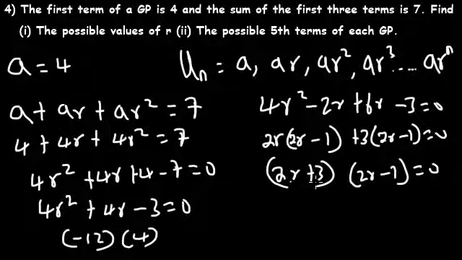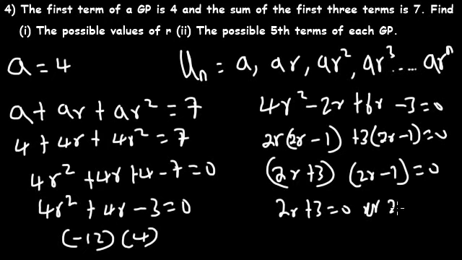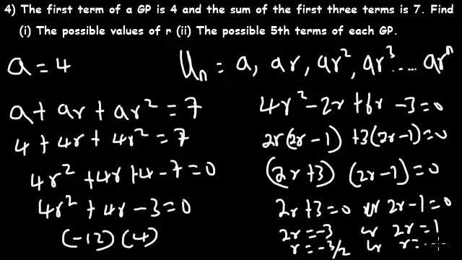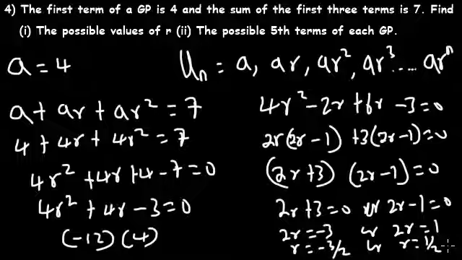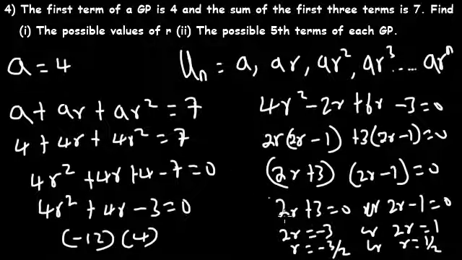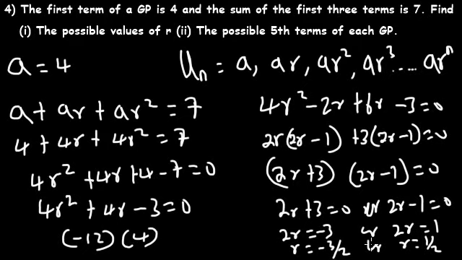Now let's set each of them equal to 0. 2r plus 3 equals 0, or 2r minus 1 equals 0. Solving for r, 2r equals minus 3 here, or 2r equals 1 here. Upon dividing through by 2, r becomes minus 3 over 2 here, or r becomes 1 over 2 here. So these are the two possible values of the common ratio. That gives us the answer to figure 1: the possible values of the common ratio are minus 3 over 2 and 1/2.